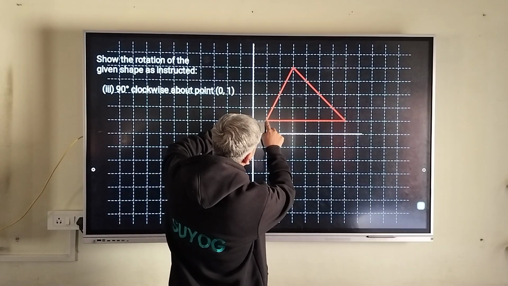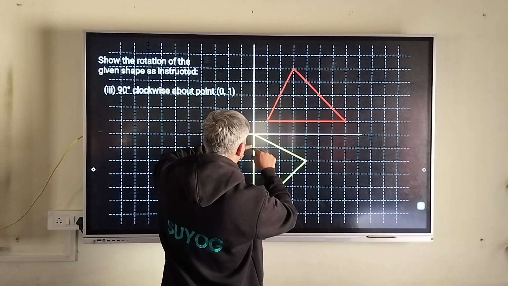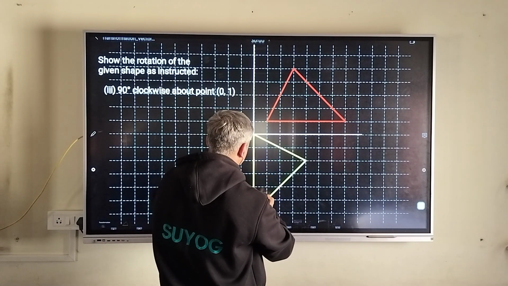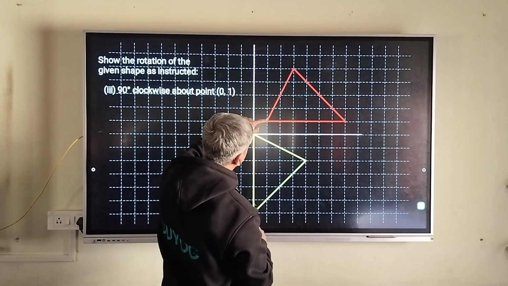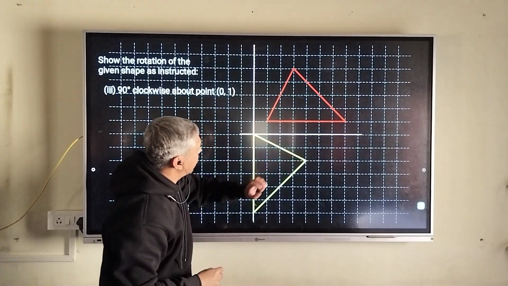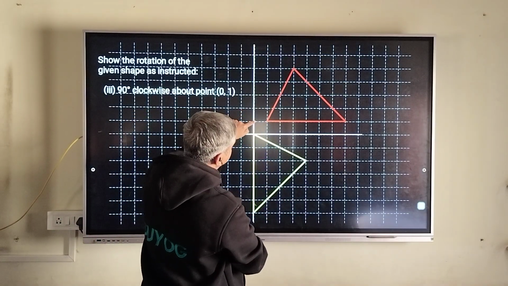1, 2, 3, 4, 5, 6, 7. This will come here, this will come here, and then rotating this, it comes here. Same logic of rotation. The center of rotation will be this point (0, 1).